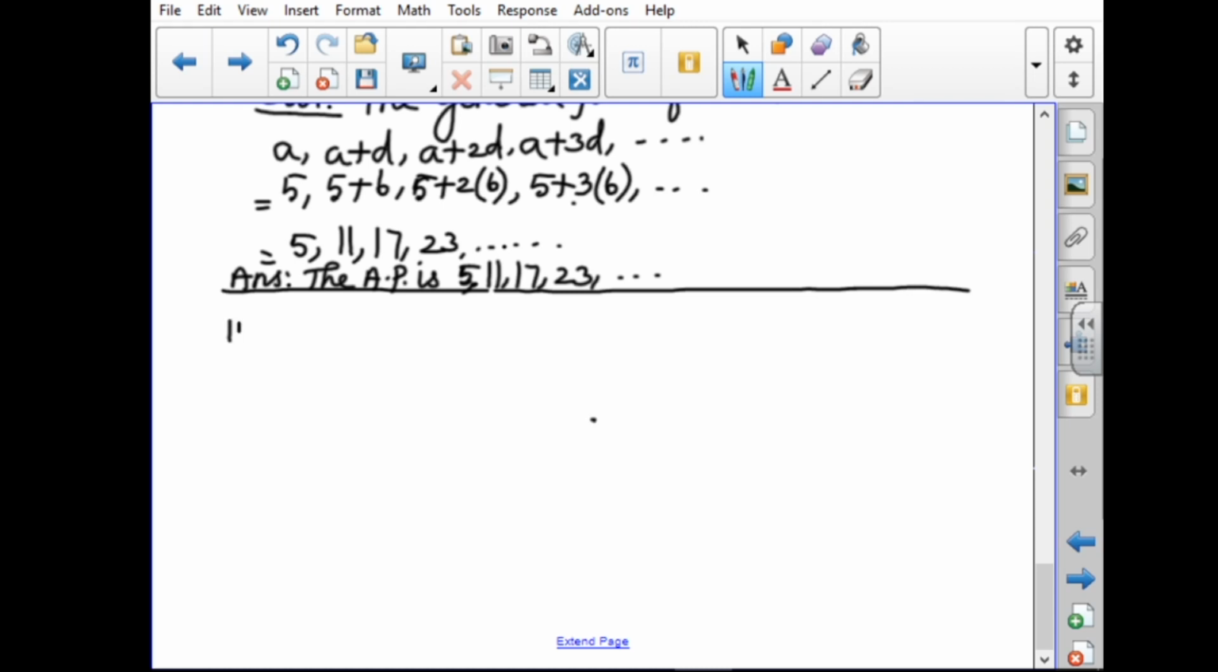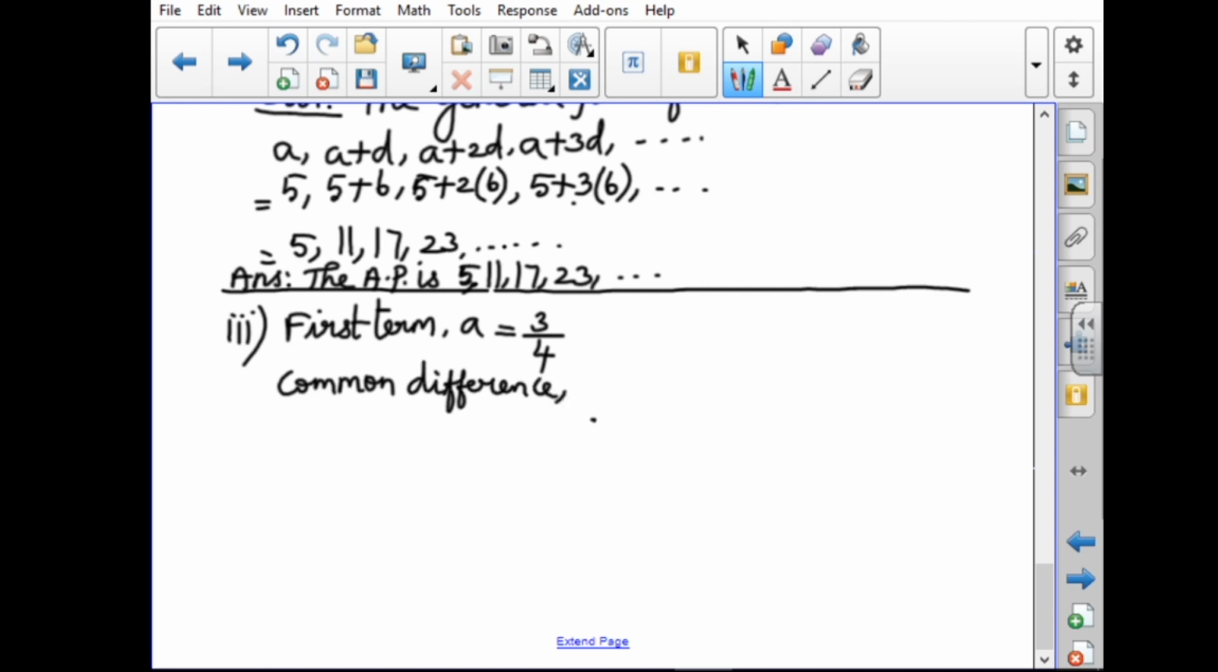Third subdivision. First term A equal to 3 by 4, common difference D equal to 1 by 2. We need to find the AP. So solution.